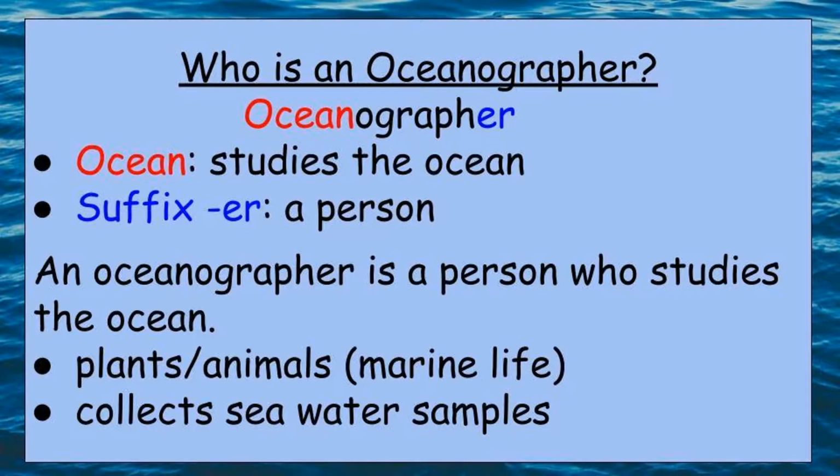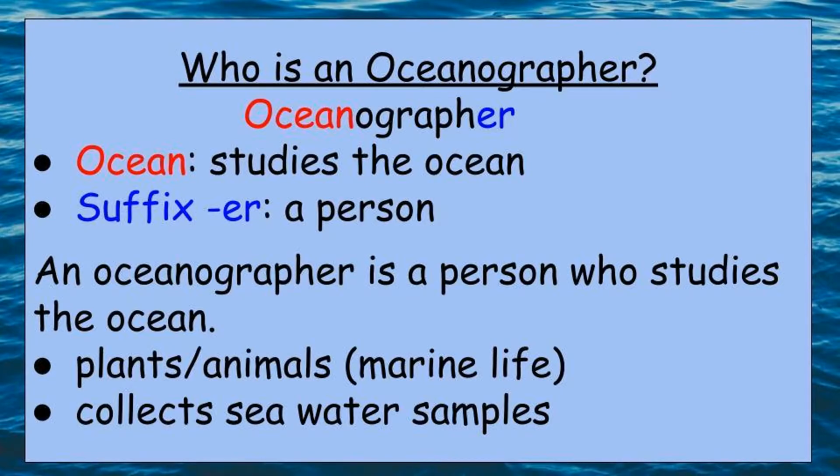As I was reading a book about oceans, I noticed a new word, oceanographer. So I wanted to know who was an oceanographer. As I looked at the word, I broke it apart into different pieces. I found the word ocean in red. That means studies the ocean. Then at the end of the word, I noticed a special part called ER, which is considered a suffix because it's at the end of the word. And sometimes ER means a person. So I put it together to give the definition. An oceanographer is a person who studies the ocean.